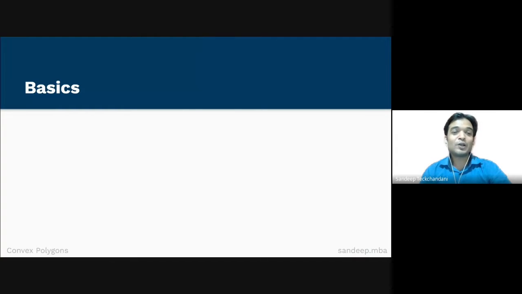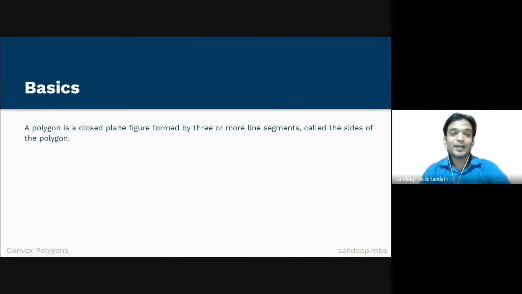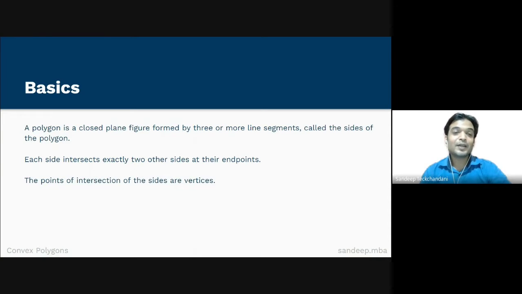A polygon is a closed plane figure formed by three or more line segments called the sides of the polygon. Each side intersects exactly two other sides at their endpoints. The points of intersection of the sides are vertices. The term polygon will be used to mean a convex polygon. That is, a polygon in which each interior angle has a measure of less than 180 degrees.